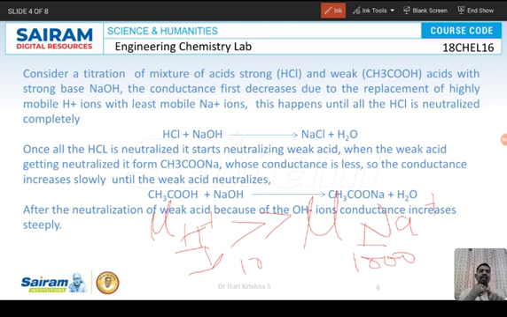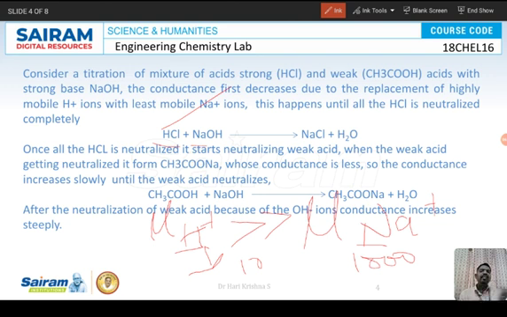So always conductance depends upon the concentration of the higher mobile ion. That implies if the concentration of the higher mobile ion is high, conductance will be high. If the concentration of the higher mobile ion is low, conductance will be low. So initially the H plus ion concentration is high. When you add NaOH, the high mobile H plus ion will be replaced by low mobile Na plus ion. Therefore, the concentration of H plus will slowly decrease, and therefore the conductance also will decrease.